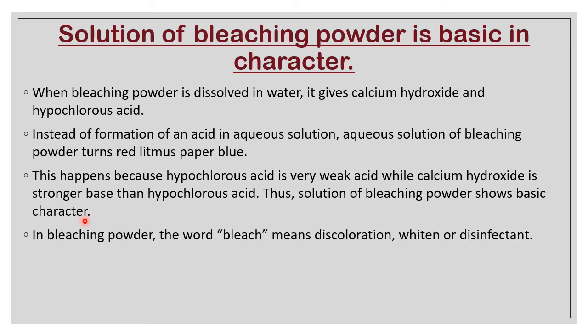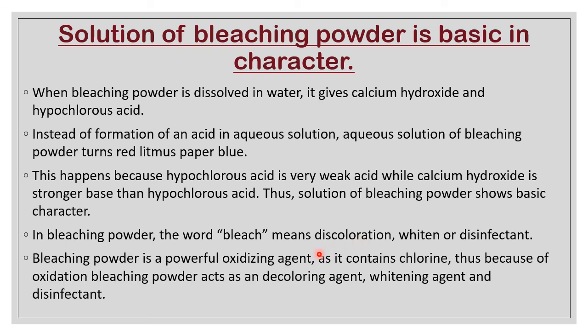In bleaching powder, the word bleach means decolorization. Bleach means to remove the color. Sometimes we remove the color of the hair. Sometimes we remove the color of cloth. So all those are called what? Bleaching. And the chemicals which perform the role of bleaching are called what? Bleaching agents.